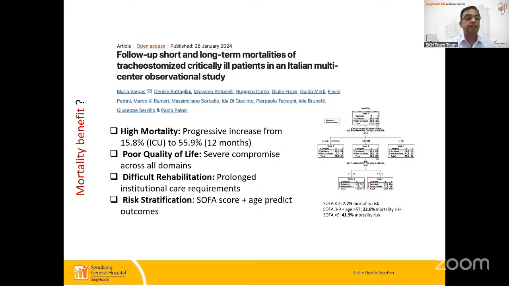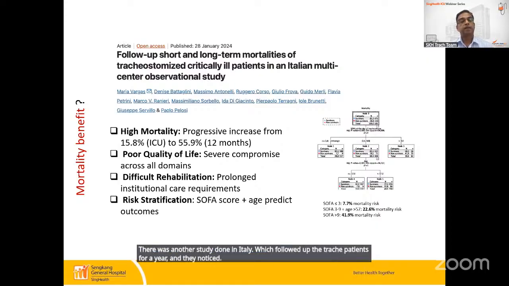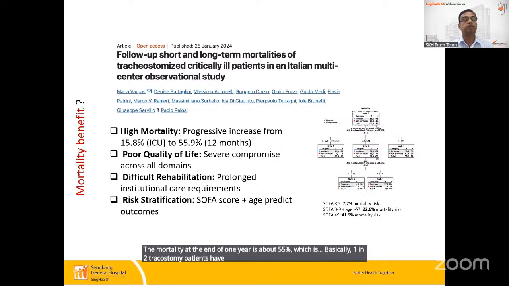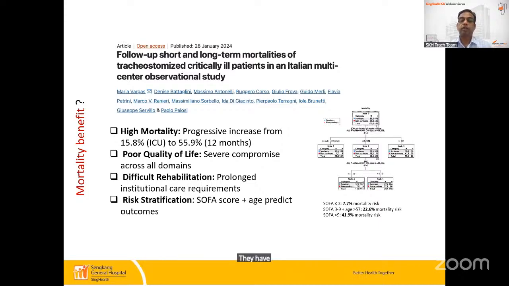There was another study done in Italy, which followed up the tracheostomy patients for a year, and they noticed the mortality at the end of 1 year is about 55%, which is basically 1 in 2 tracheostomy patients have died. They have a very poor quality of life and difficult rehabilitation. In this study, they noticed that patients with a high SOFA score on the day of tracheostomy and also increasing age had a higher mortality when tracheostomized.